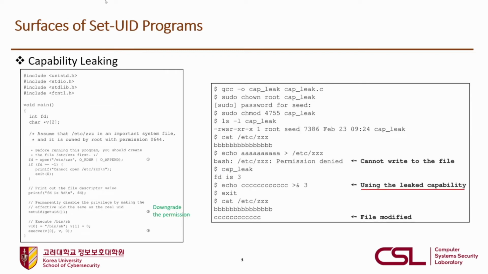This time, we will practice how to use SetUID in code and capability leaking through its use. In number one, the open function opens a file called zzz that can be modified only with root privileges and obtains a file descriptor. In number two, through the getuid function, the real user ID of the current process is obtained. That is the UID of seed, and the authority is downgraded from root to seed through the setuid function.